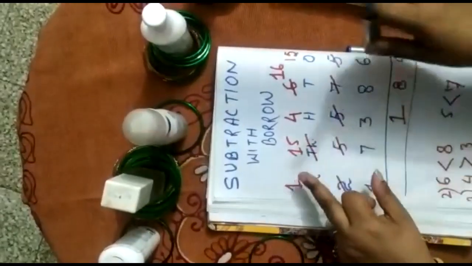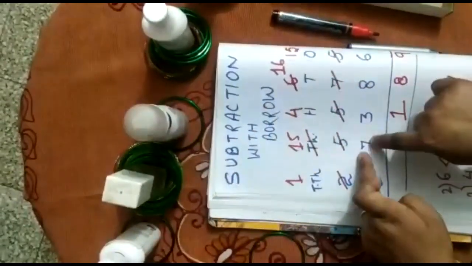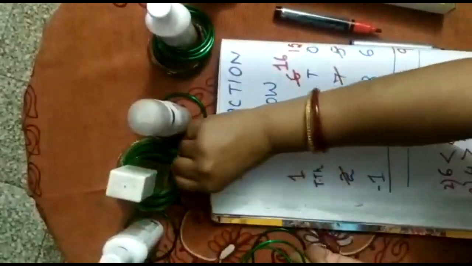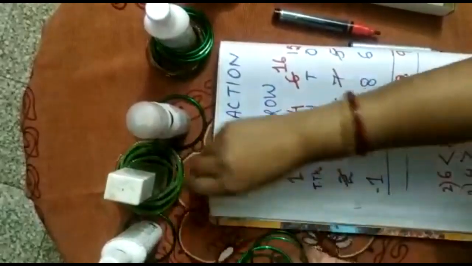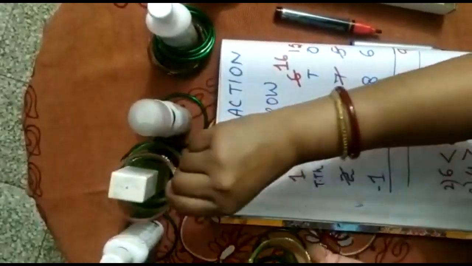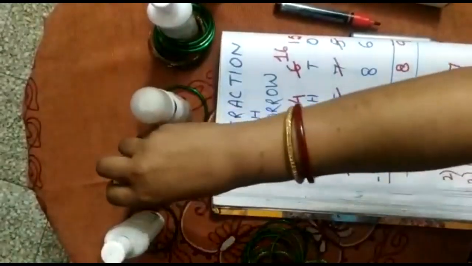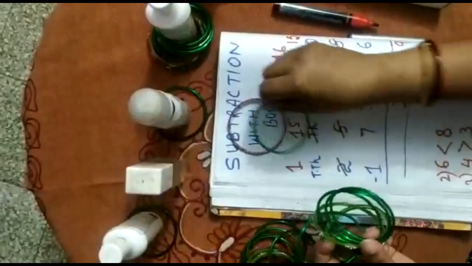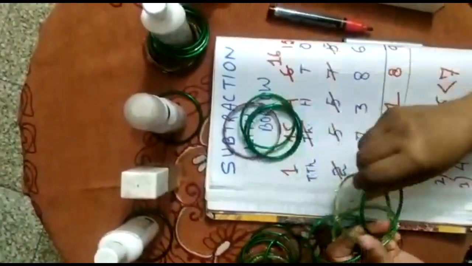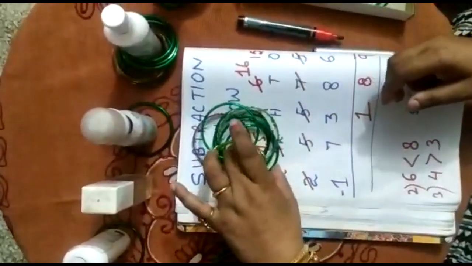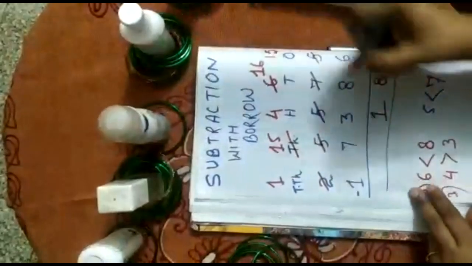So now I will subtract from 15,000, I will take away 7,000. 1, 2, 3, 4, 5, 6, 7. I take away 7 bangles from the 1,000 column. Now how many bangles are left? 1, 2, 3, 4, 5, 6, 7, 8. 8 bangles are left in the thousands column. So I will write here 8.